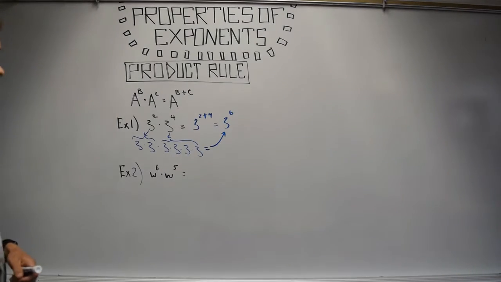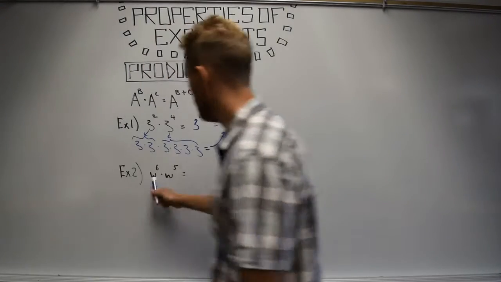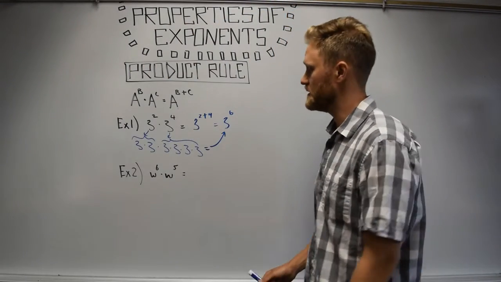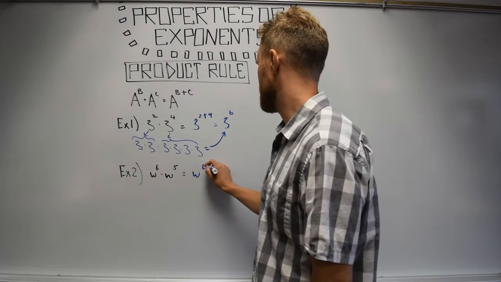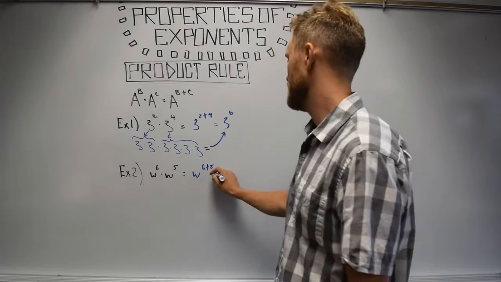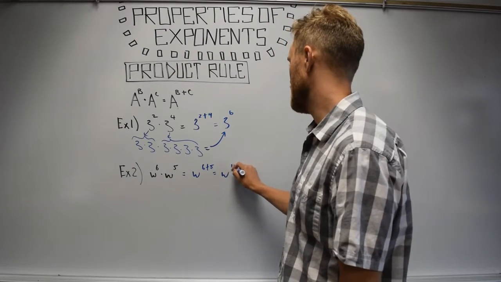So let's do the same thing with example 2. I have w to the 6th and w to the 5th. So I can write that as w to the 6 plus 5, which is w to the 11th.